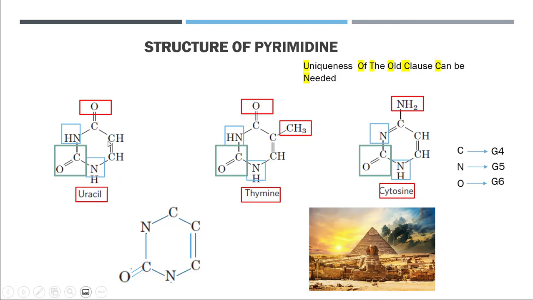Okay, now for this carbon, we have three bonds already made. How many hydrogens are needed? One. For this carbon, three bonds are already made. How many hydrogens are needed? One. For this nitrogen, two bonds are already made. How many hydrogens are needed? One. For this carbon, two bonds are made with oxygen and two bonds are made with two nitrogens. Do we need to attach anything with this carbon? No. For this nitrogen, two bonds are made with carbon. How many hydrogens are needed? One, right?